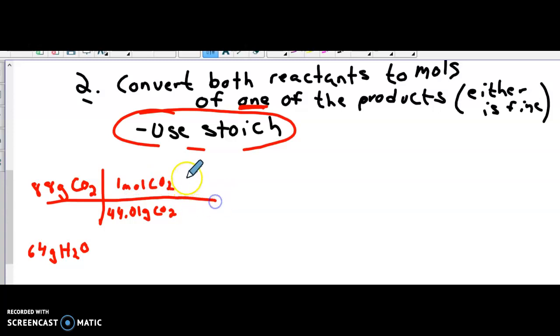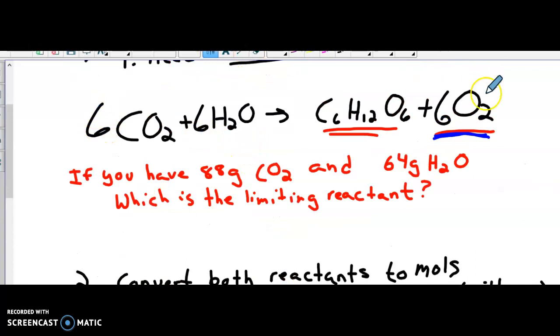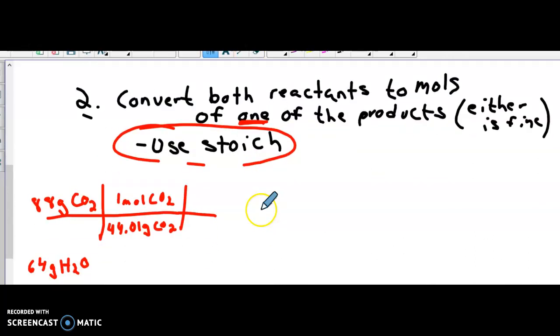Since we are converting that to a product, we're going to go to O2. So we're going to have to do our mole ratio. Looking at our mole ratio here, it's a 6-to-6 ratio. So we've got our 6 moles of CO2 on the bottom. We've got our 6 moles of O2 on the top.